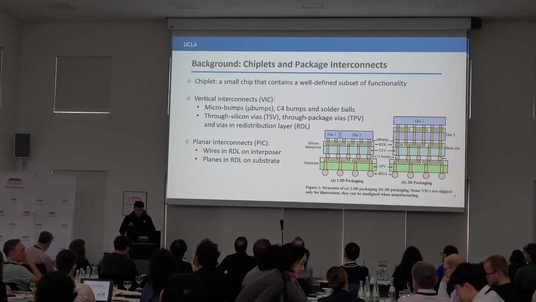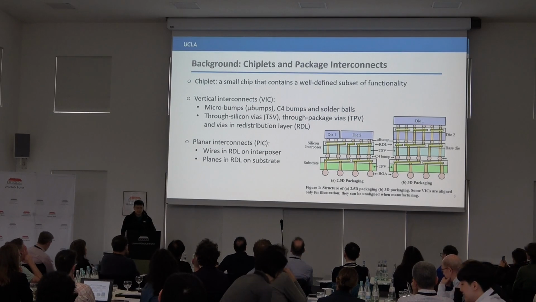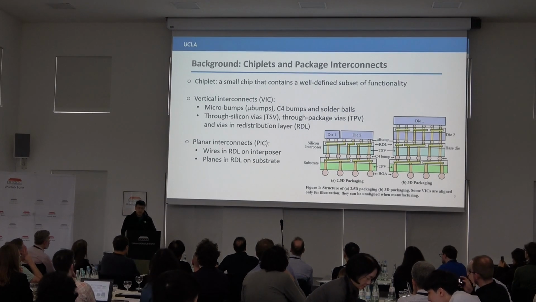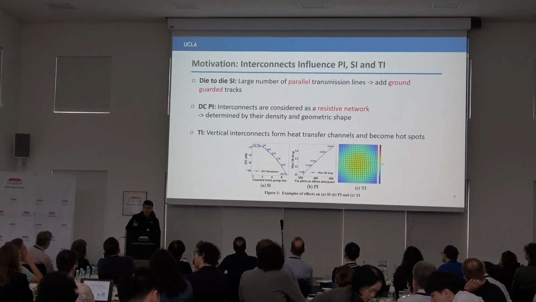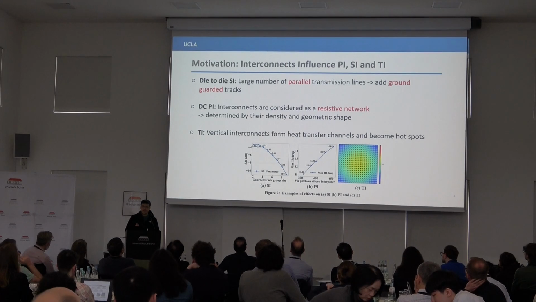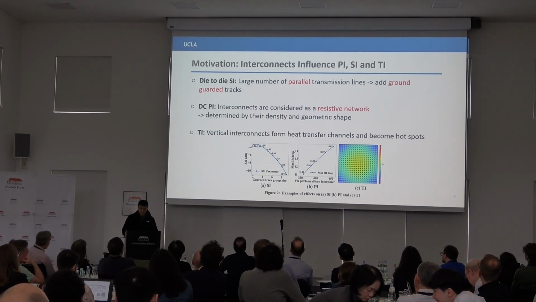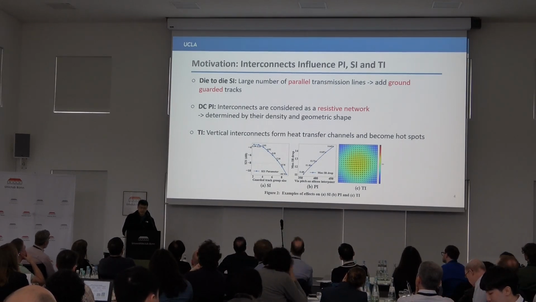So we divide these interconnects into two categories: the vertical interconnects, including bumps and vias, as well as planar interconnects, including the wires in the interposer IDL and the planes in the substrate IDL. Then we will see how these interconnects influence SI, PI, and TI, which are the key metrics of the chip. So for die-to-die signal integrity, SI is signal integrity, which describes the quality of signal transmission.